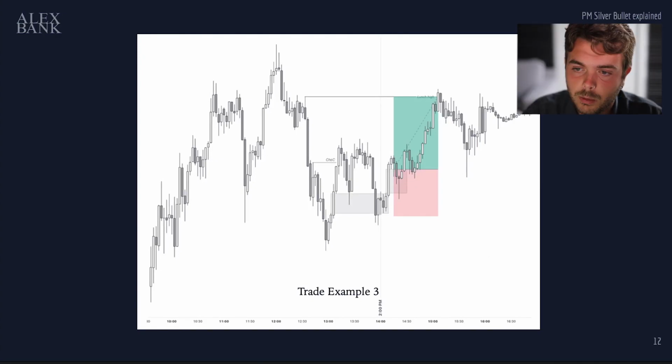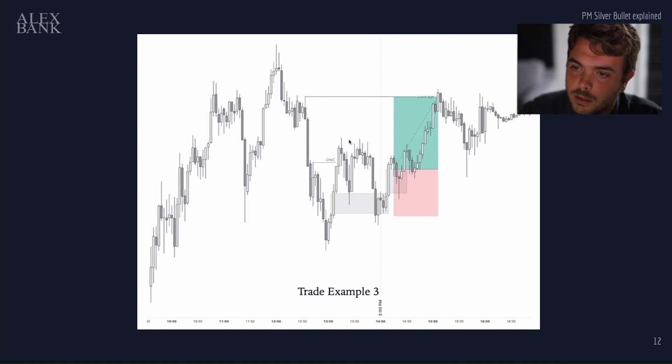Trade example 3. I wanted to clarify that all these examples are on NAS100. Here we have a change of character before the PM silver bullet hour starts. Then price goes back down to fill the gap which was left behind, but it didn't break the structure. Then with the start of the PM session, we start to rise again, and we leave this fair value gap unfilled.